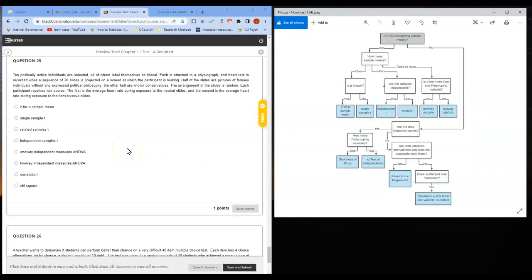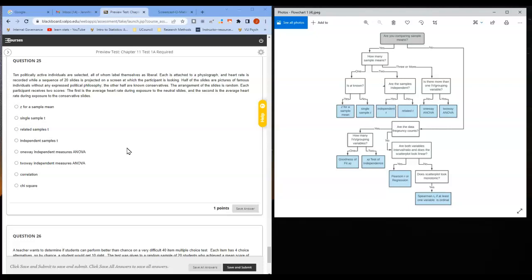Question 25. 10 politically active individuals are selected, all of whom label themselves as liberal. Each is attached to a physiograph, and heart rate is recorded while a sequence of 20 slides is projected on a screen at which the participant is looking. Half of the slides are pictures of famous individuals without any expressed political philosophy. The other half are known conservatives. The arrangement of slides is random. Each participant receives 2 scores. The first is the average heart rate during exposure to the neutral slides, and the second is the average heart rate during exposure to the conservative slides.